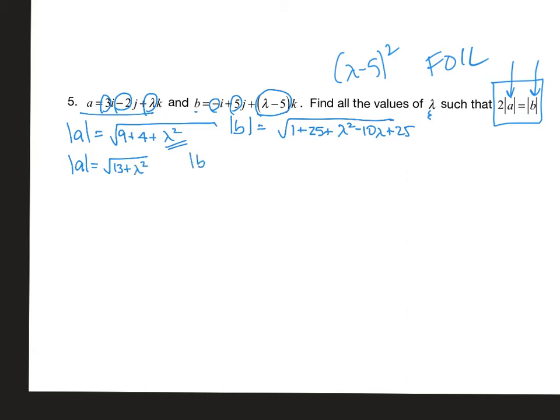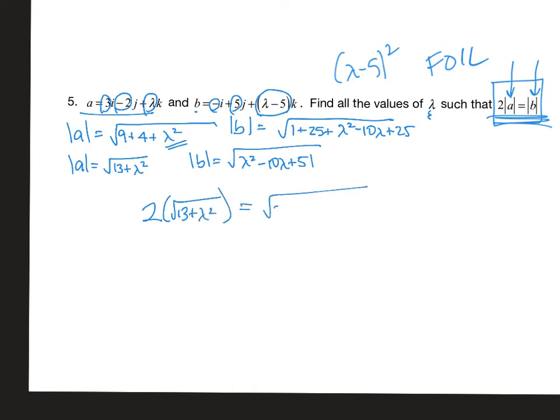And over here, the magnitude of B, when I combine like terms and do some housekeeping, is lambda squared minus 10 lambda plus 51. Nothing gets to come out from under the radical. That is not being multiplied together. So now that I have those magnitudes, I can plug in here and solve the equation. So I have 2 times the square root of 13 plus lambda squared equal to the square root of lambda squared minus 10 lambda plus 51.